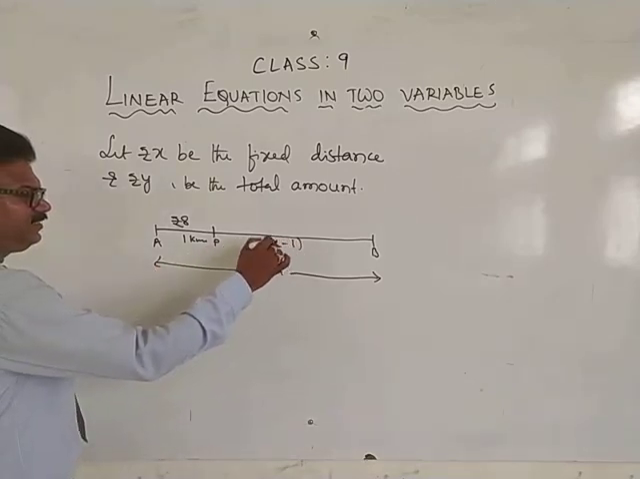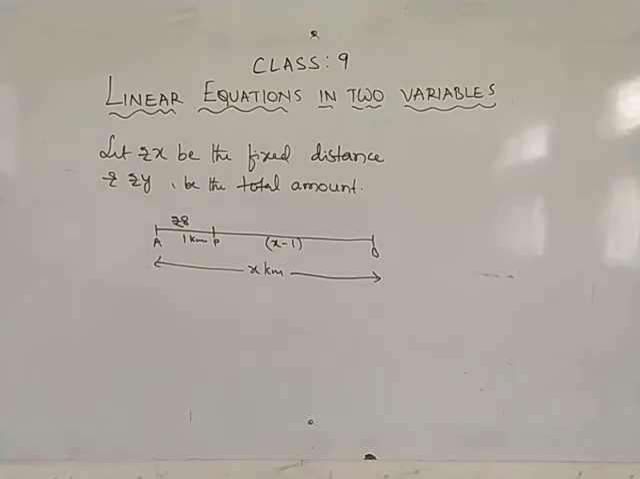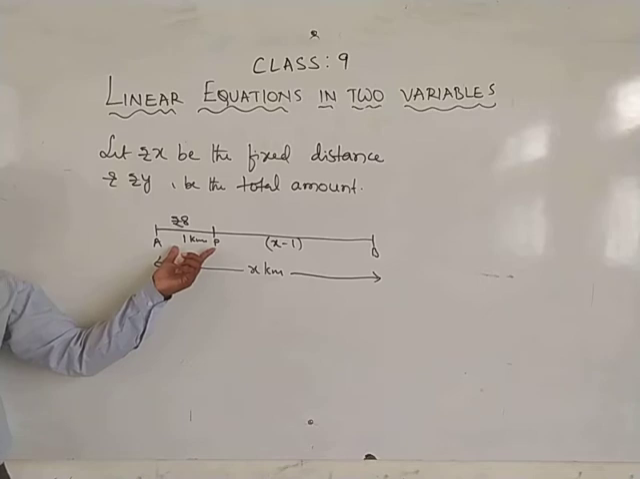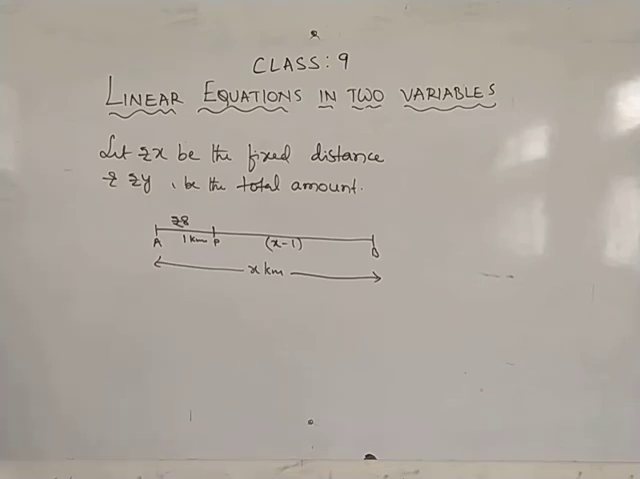x minus, not 8, 1. Because total distance is x. In that, how much we have taken? Only 1 kilometer. What is the charge of this? 5 rupees. The remaining will be 5 rupees. What is the total charge? y. Therefore, y equal to, for first kilometer, what is the amount? 8 plus 5 into, what is the distance? x minus.